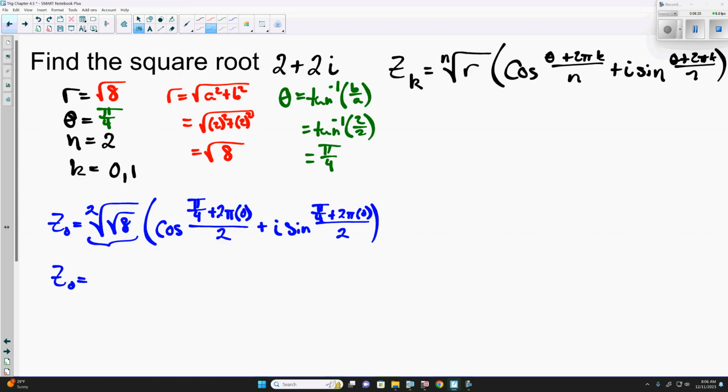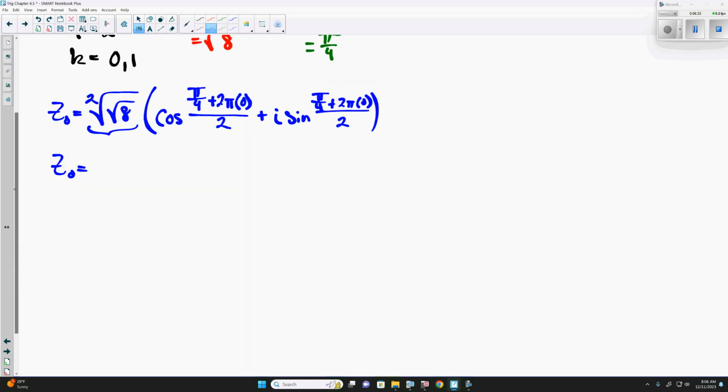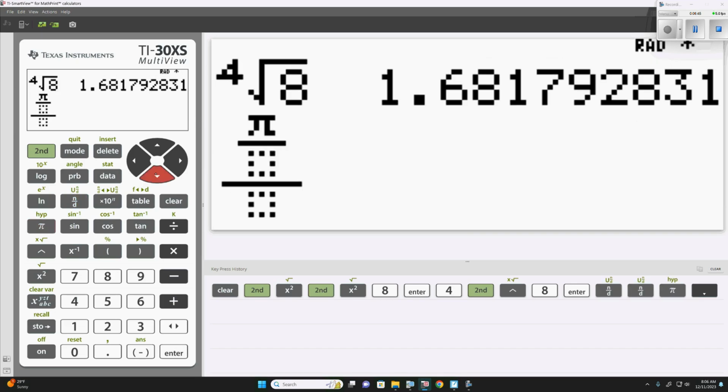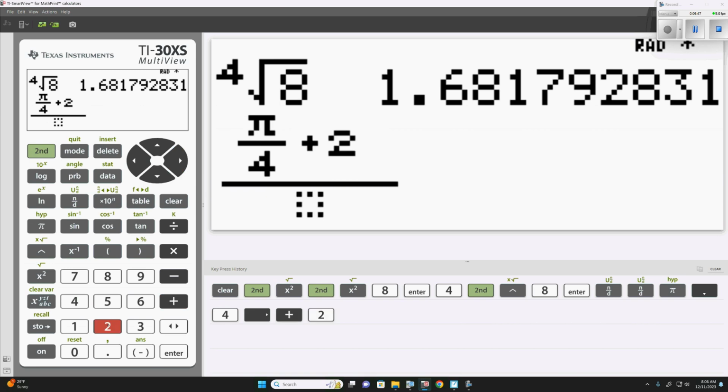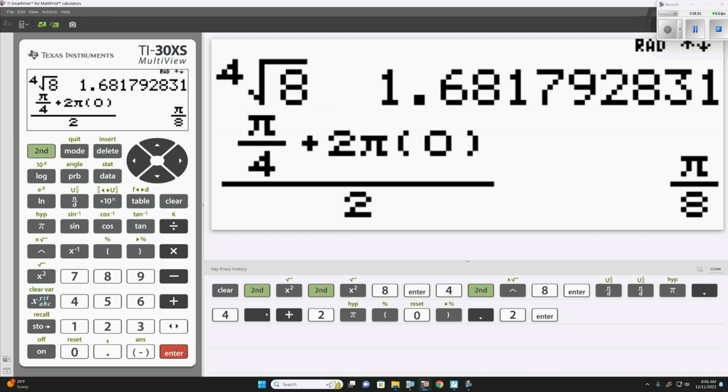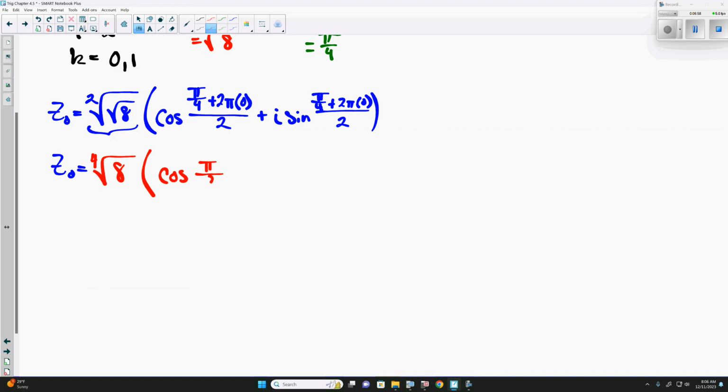So the reason that's helpful is because now we can say what's out in front of the radical, or our sets of parentheses, is the 4th root of 8. So our square root of square root of 8 is the 4th root of 8 times cosine of, well, we can plug that in. I'm going to grab 30xs, fraction, pi over 4, plus 2 pi times 0 all over 2. We get pi over 8. Now it seems odd why I would type all that in, but it'll make sense here in a minute.